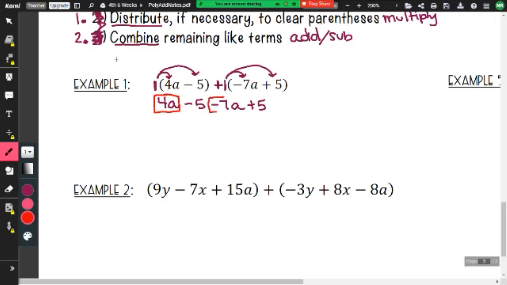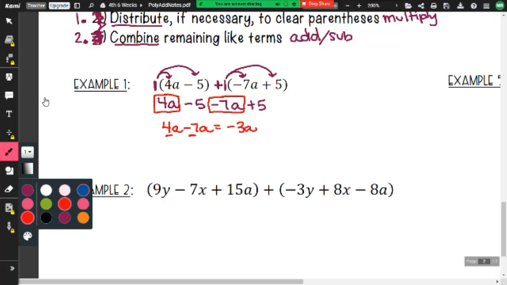Negative 7a. So right here, it's going to be important to point out to remember that the sign in front of the number is the one that belongs to it, not the one behind. The plus sign belongs to the 5, not the 7. The minus sign belongs to the 7. So we're going to take 4a minus 7a. And what does that give us? Negative 3a. We're only adding or subtracting the coefficient, the number in the front.